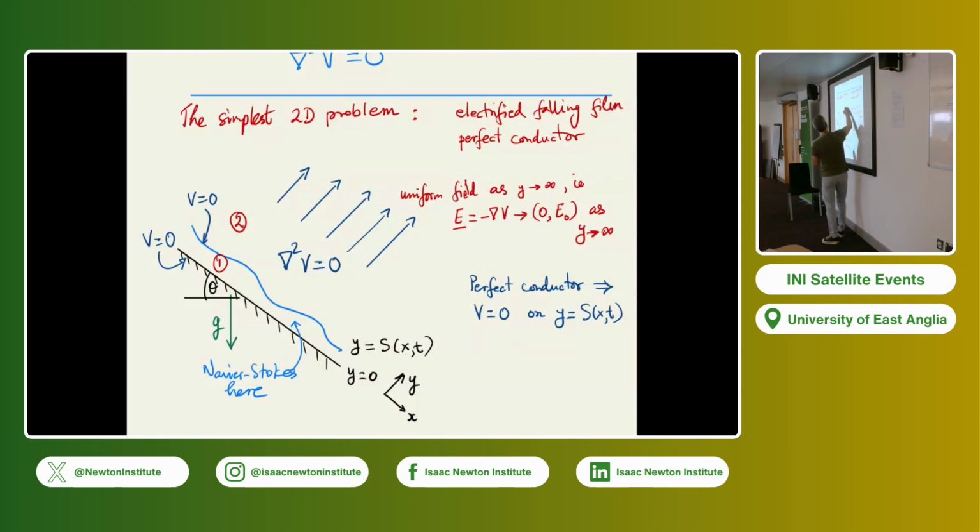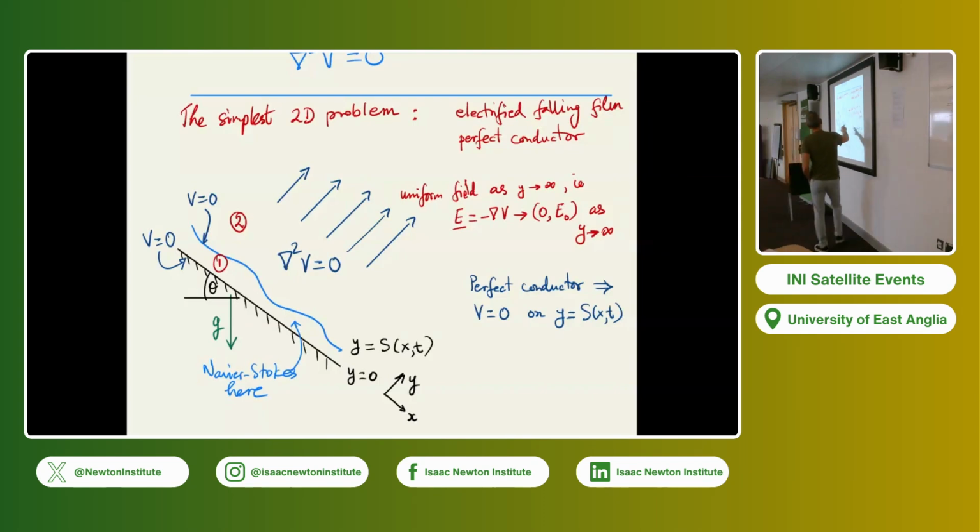I want to move this plate to infinity and let the voltage increase so that I get a uniform electric field very far away. So my boundary condition very far away will be that E goes to 0 in this direction, and some constant in the normal direction. So what's the electric field problem?